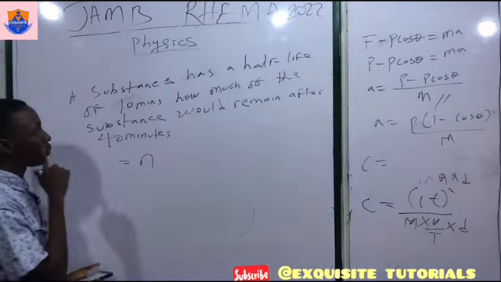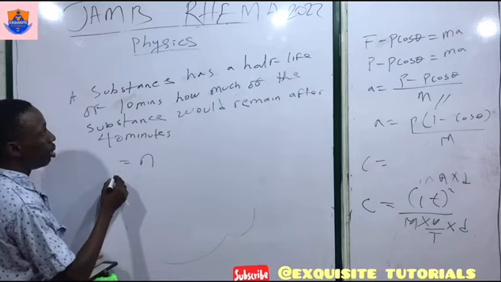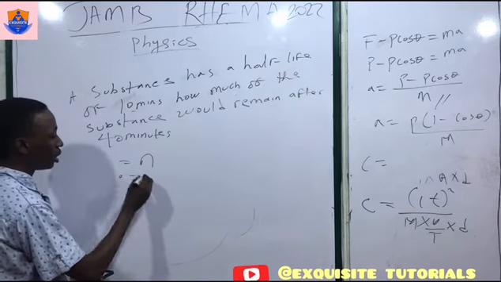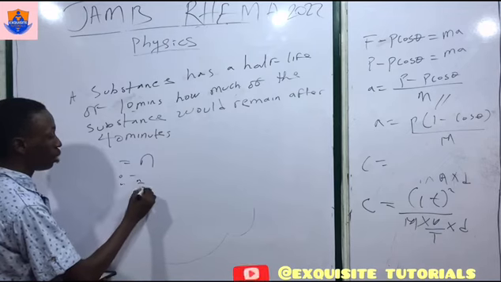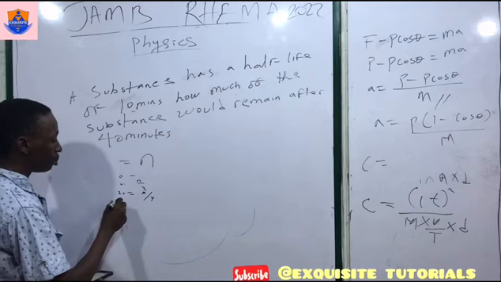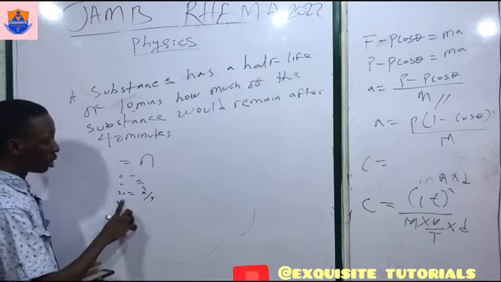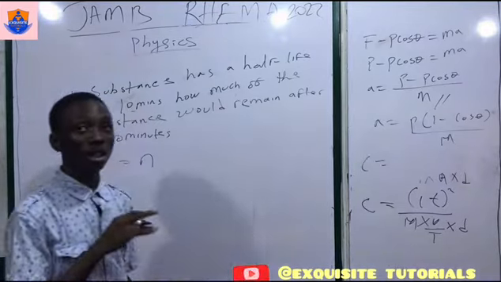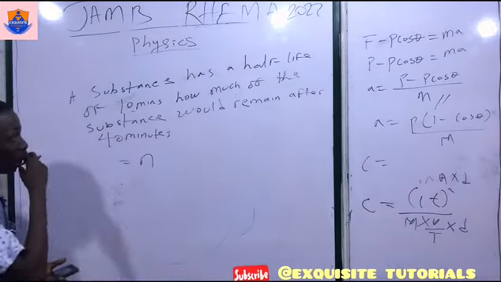Let's say the half-life of the substance is 10 minutes. After 0 we have n, after 10 we have n over 2, after 20 we have n over 4, after 30 and so on, after 40. We're going to be solving it, but I want to show you a method that we can actually use to solve it.